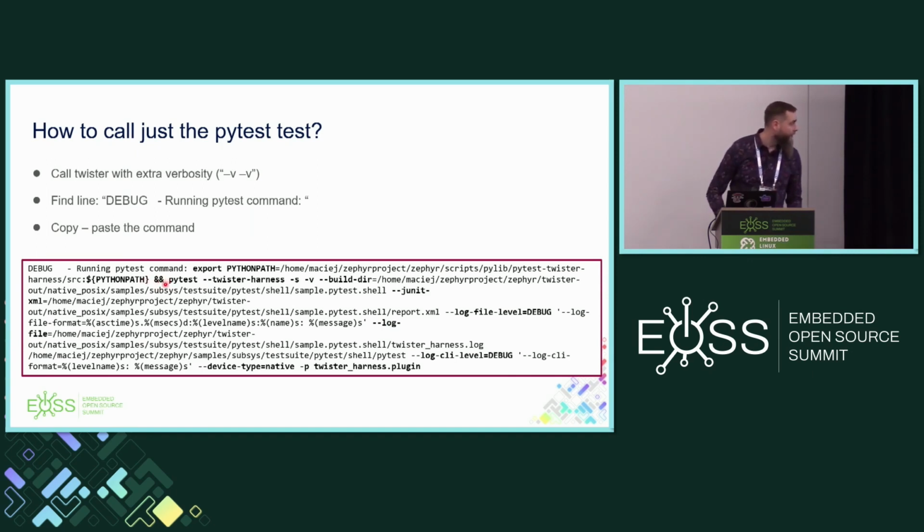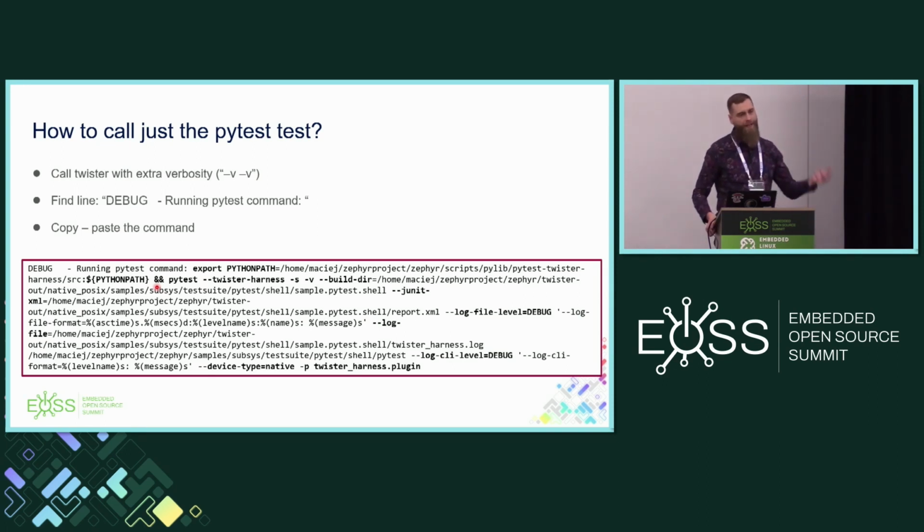I see. Here, in fact, these are 2 commands. First one is exporting the location of the plugin to the Python path, so the Pytest can pick it up. And the idea behind this was the requirement that it's supposed to be really seamless, and Twister is developed as a part of Zephyr.